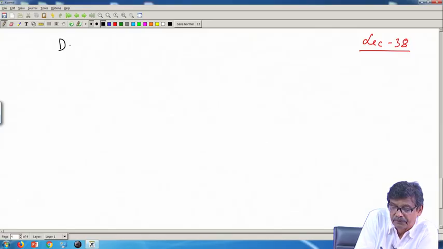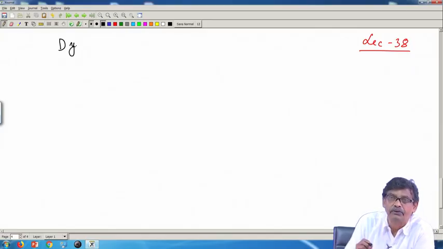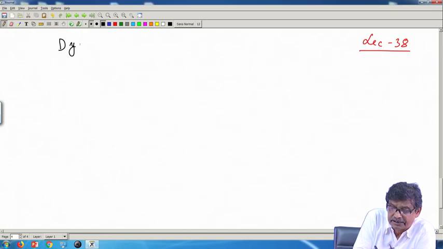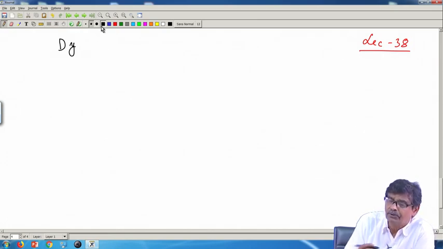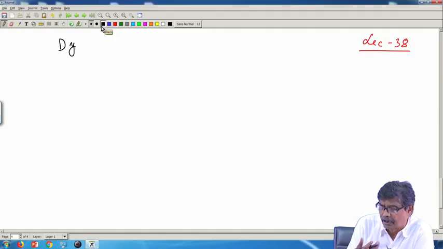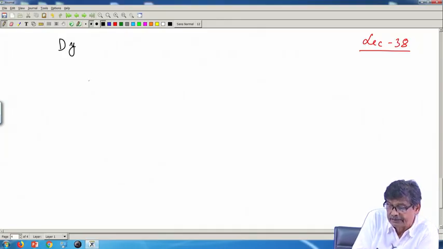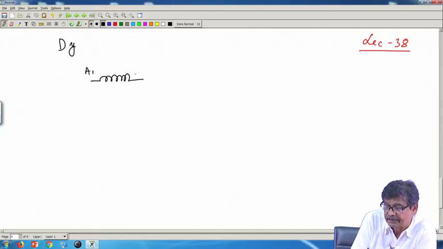Say DY, I would like to connect. I am not mentioning the vector group yet. But I know there are two correct ways of connecting delta. So, primary I have to connect delta, secondary star, and there are two ways of connecting. Suppose two valid delta connections are there.